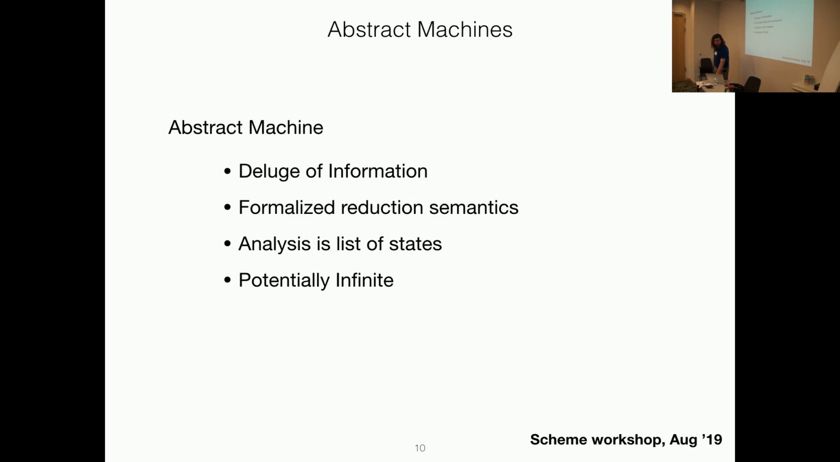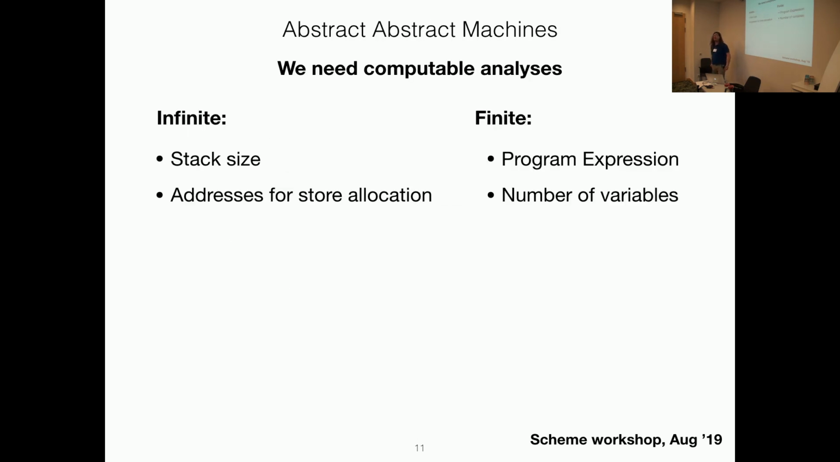So we want to be able to solve that with an abstract machine. So we start out with these infinite: stack size is infinite, and also what wasn't shown, if you have store allocation, the addresses would be infinite as well. But we do have some finite things. The program itself is finite, and any variable inside the program would be a finite number of variables.